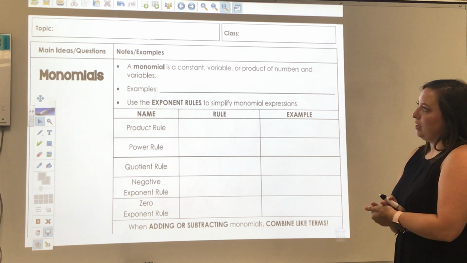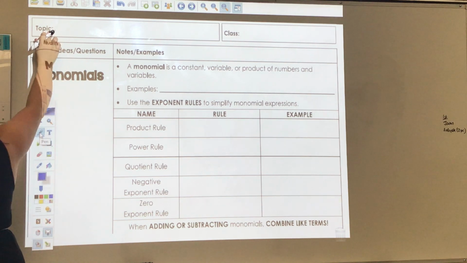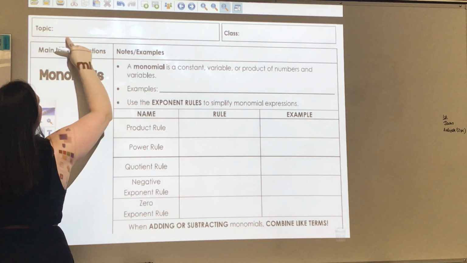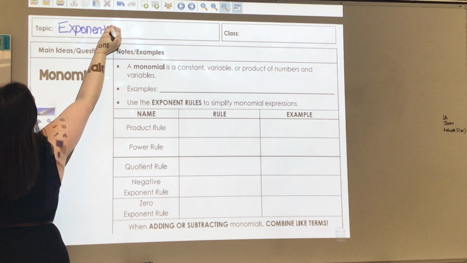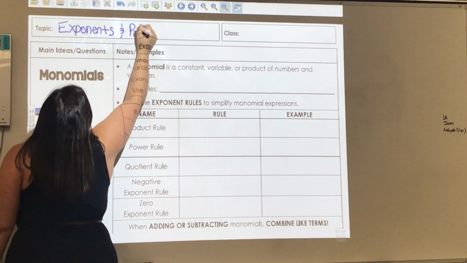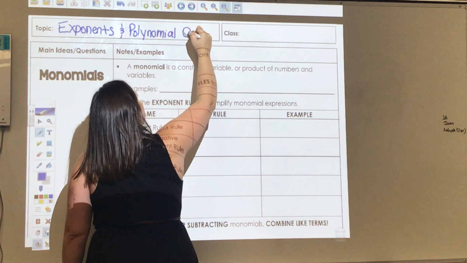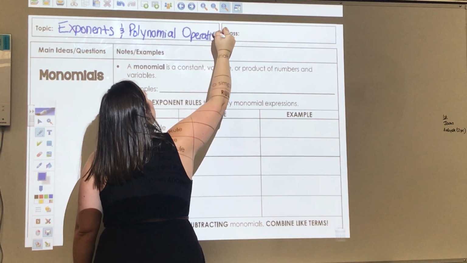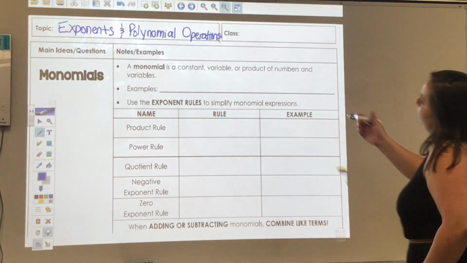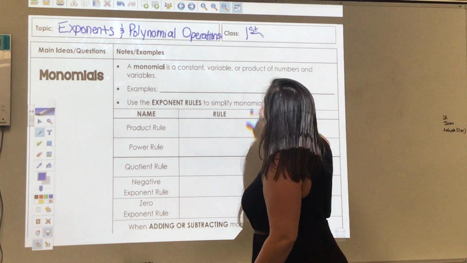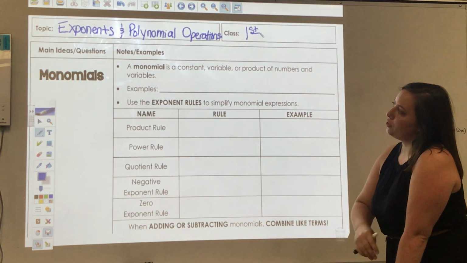So today we are going to be focusing on the topic of exponents and polynomial operations. Go ahead and put the class period that you're in. I'll say this is first right now. Okay. All of this should be review.